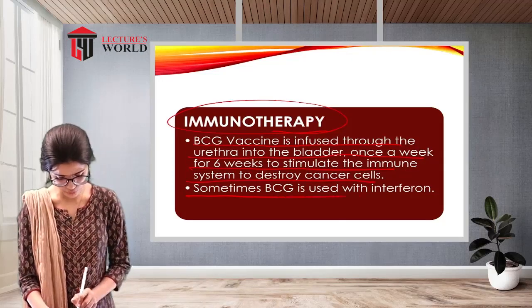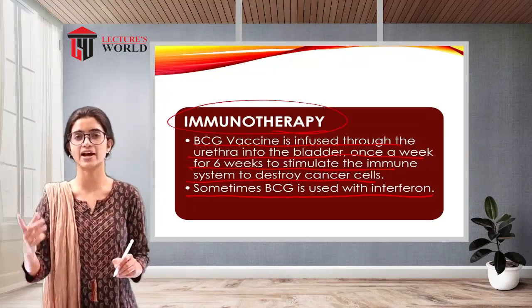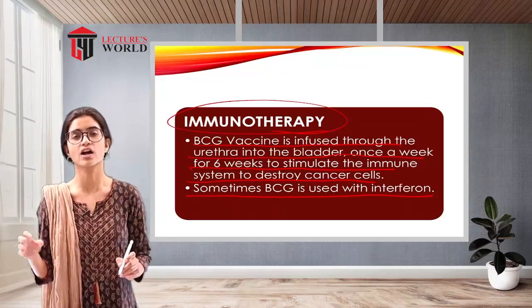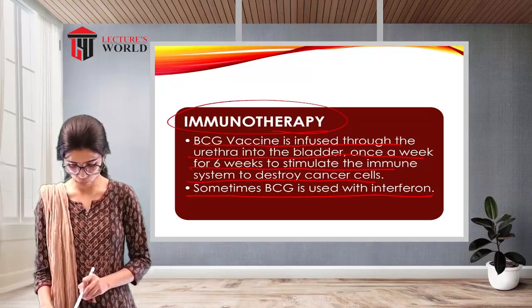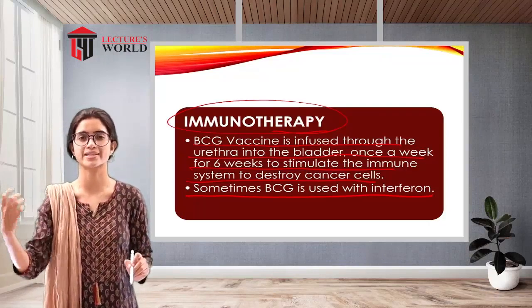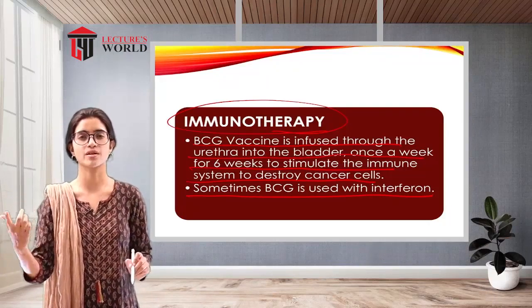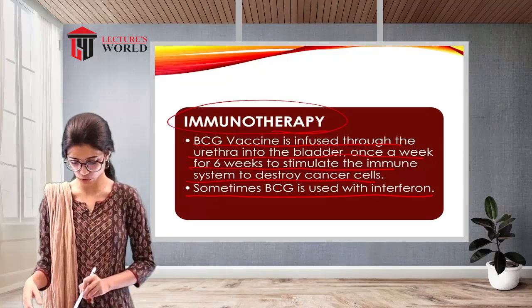Sometimes BCG is used with interferon. So the BCG vaccine is being injected through the urethra into the bladder once a week for a period of 6 weeks so as to boost the immune system. So not only is the immune system being boosted, they are trying to destroy the cancerous cells by boosting the immune system by administering the BCG vaccine. Sometimes BCG is used with interferon.